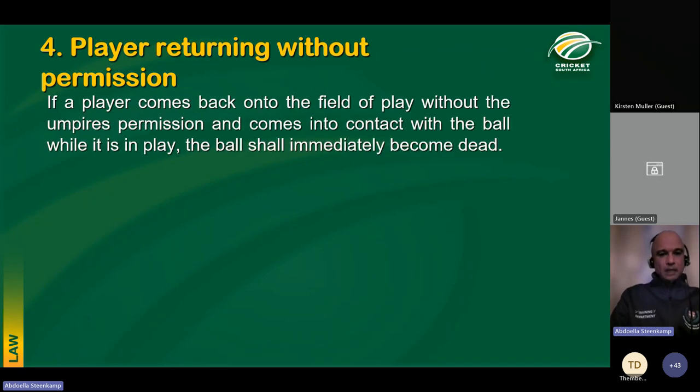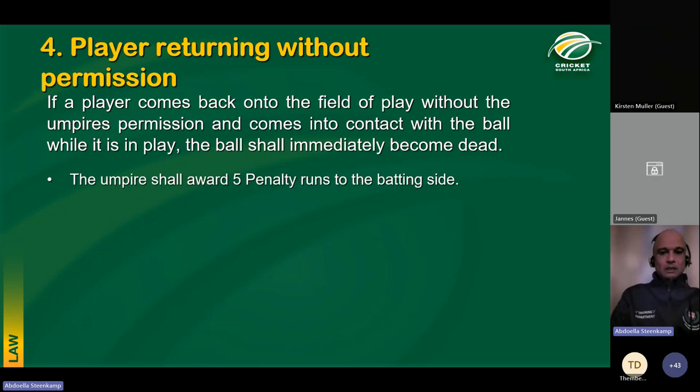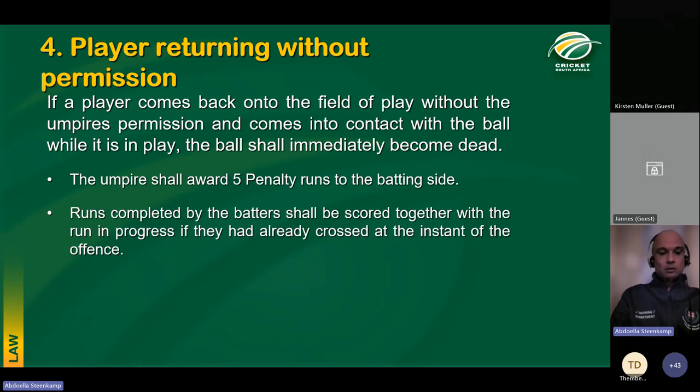So what happens if that player returns without permission? The Law tells us as soon as that player who came onto the field without permission comes into contact with the ball, at that moment the ball becomes dead immediately. 5 penalty runs to be awarded to the batting side.